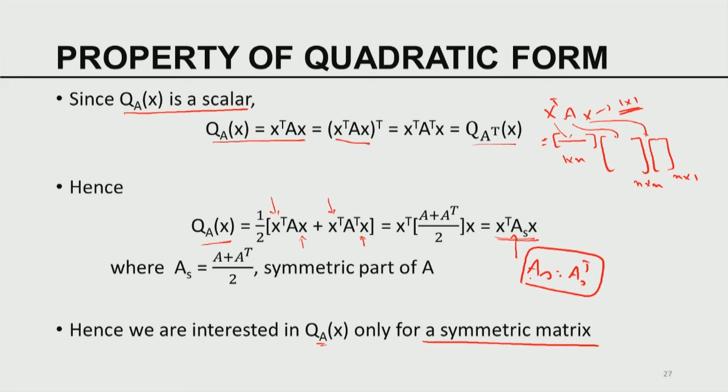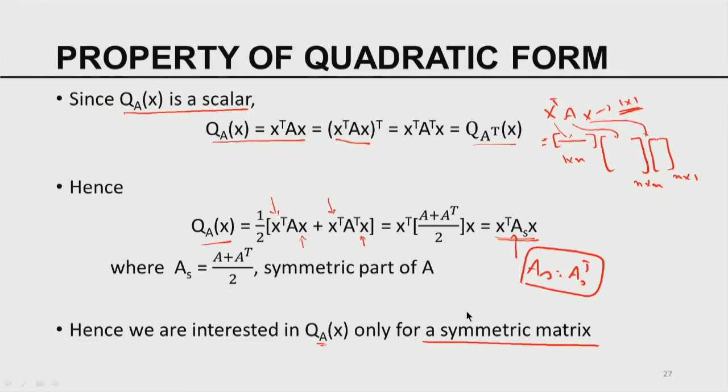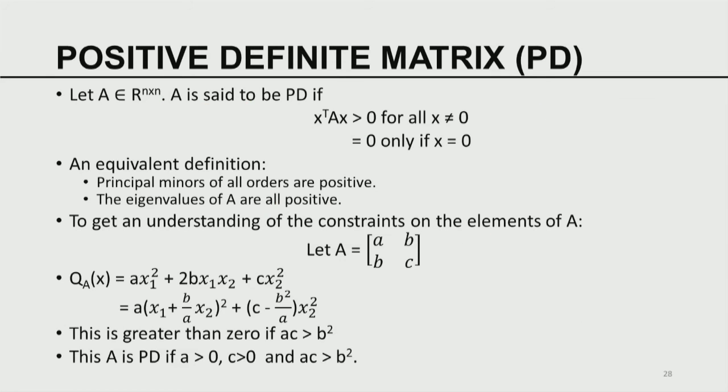So for the quadratic form with respect to a vector, each term consists of a second degree term, as we saw in the previous example: x1 squared, x1 x2, x2 squared. This quadratic form has a special property, namely that the quadratic form of A is the same as the quadratic form of the symmetric part of A. Because of this, from now on, without loss of generality, when we are considering quadratic forms, we will only take symmetric matrices.